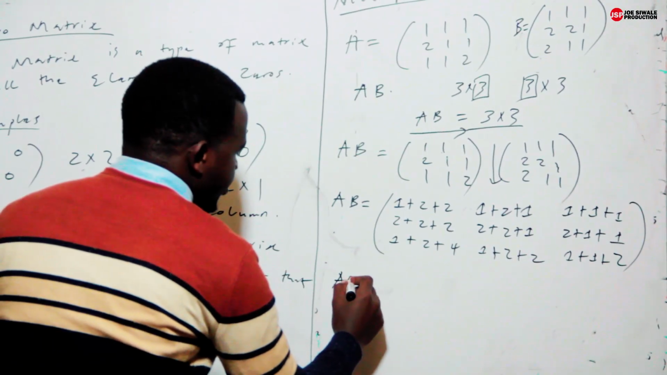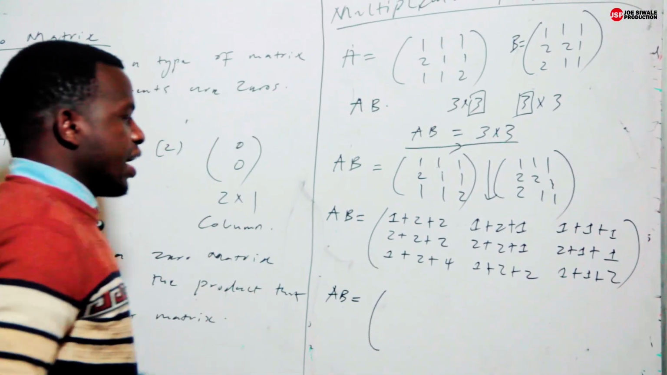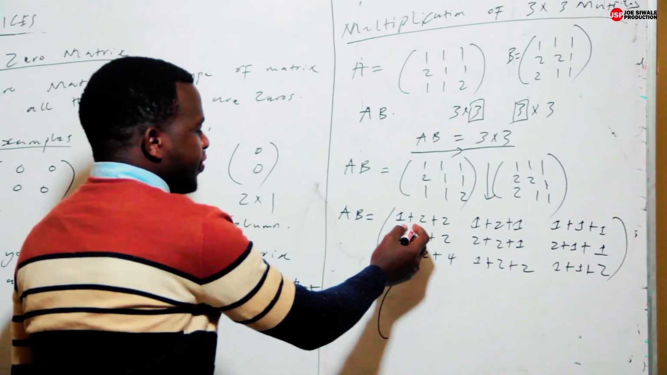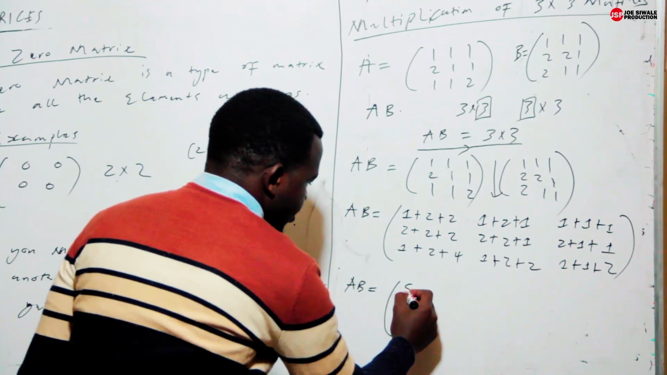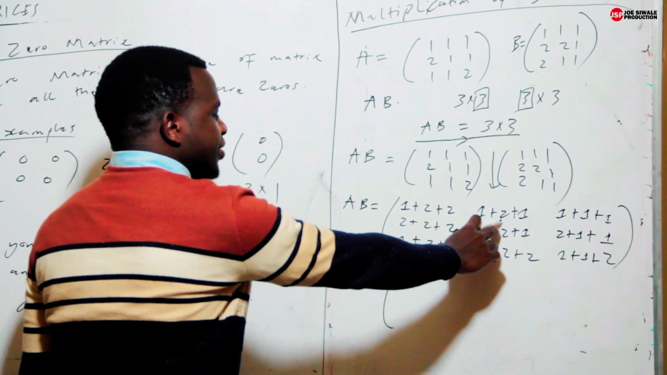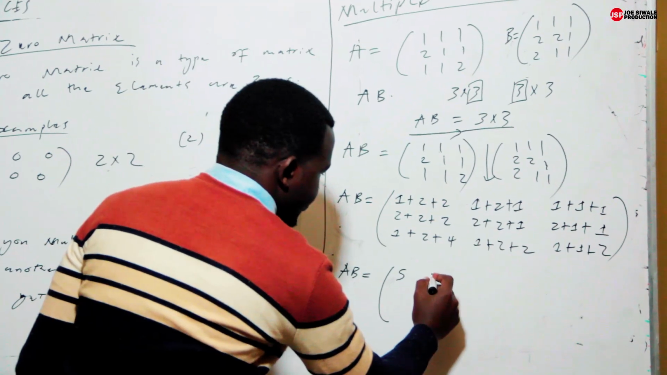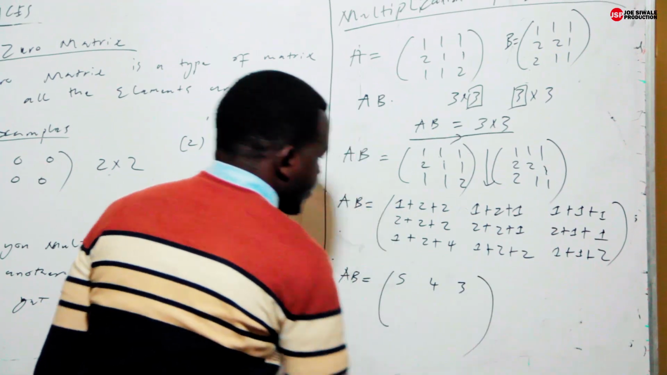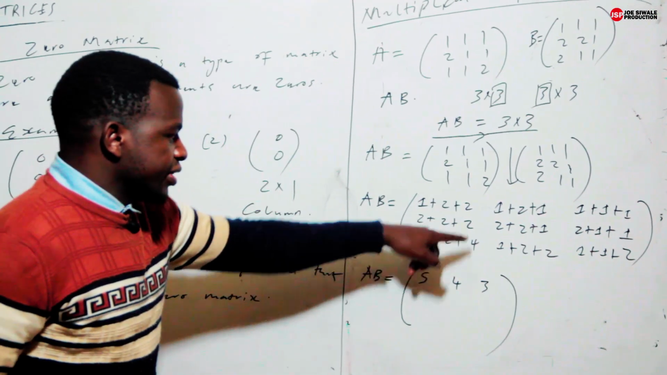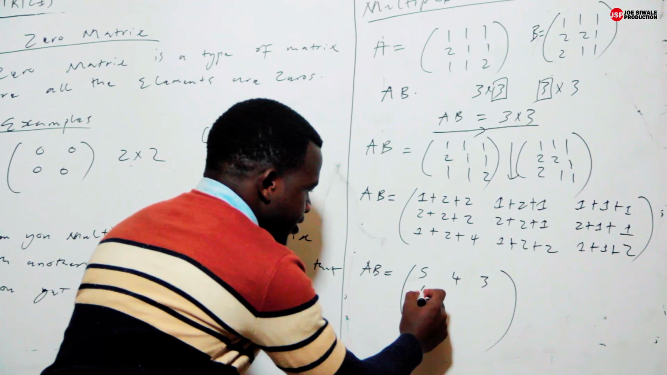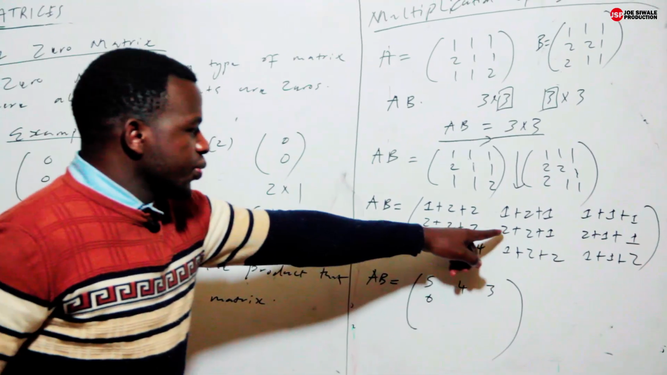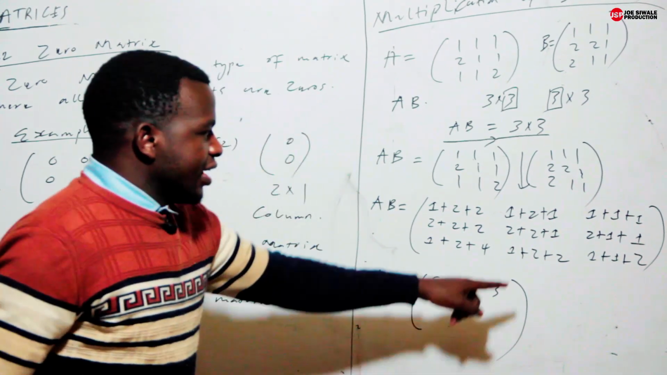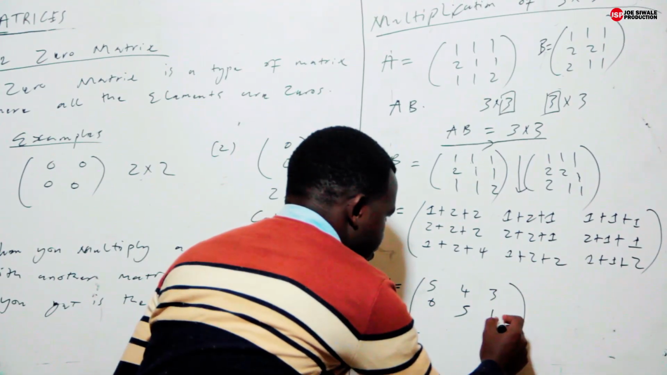So we can say AB is equal to, so we can add our numbers. So 2 plus 2, that's 4, plus 1, that's 5. Then we say 1 plus 2, that's 3, plus 1, that's 4. Then we say 1 plus 1 plus 1, that's 3. Then we say 2 plus 2 plus 2, that's 6. Then we say 2 plus 2, that's 4, plus 1, that's 5.